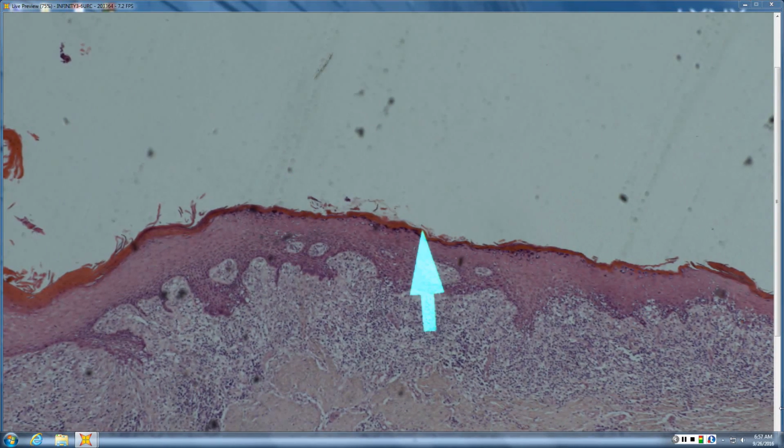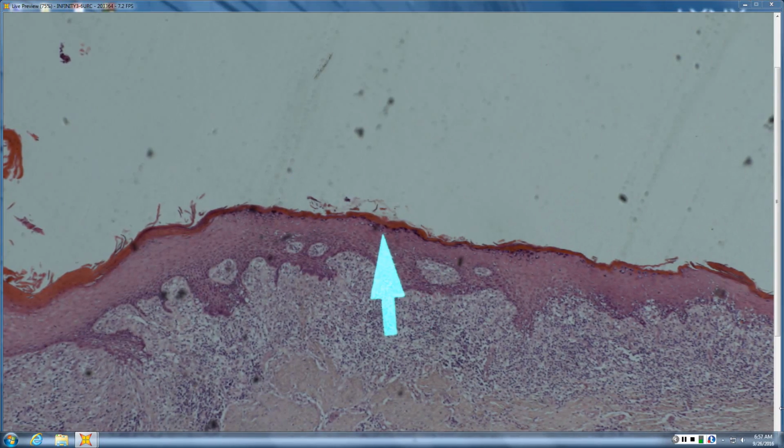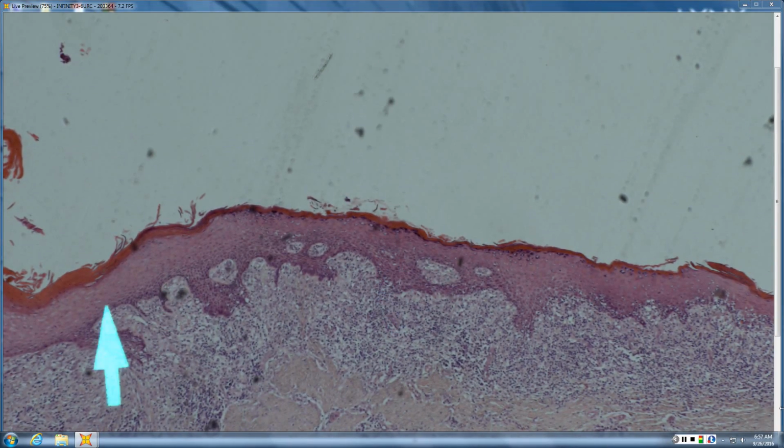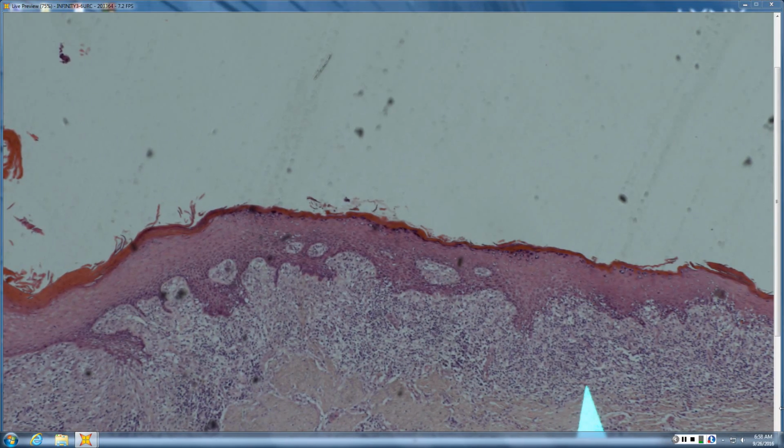You have retention of the granular layer, in fact, which would go more with that compact orthokeratosis, because you typically lose the granular layer in psoriasis because of all that parakeratosis. There's a hint of spongiosis in here, but not a whole lot. Certainly not enough to justify all of these lymphocytes, and that goes very well with mycosis fungoides. So lots of lymphocytes, but not the corresponding spongiosis that you would expect.